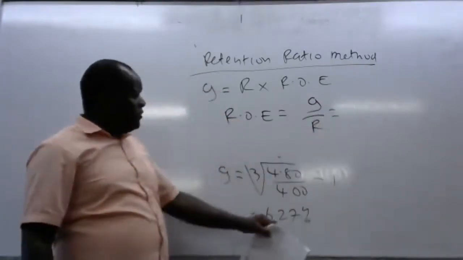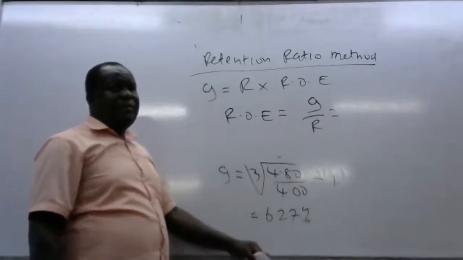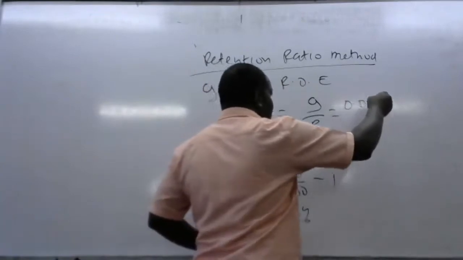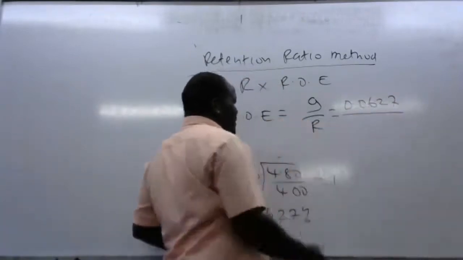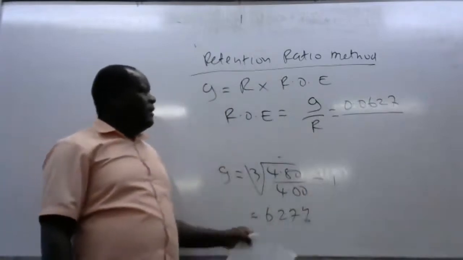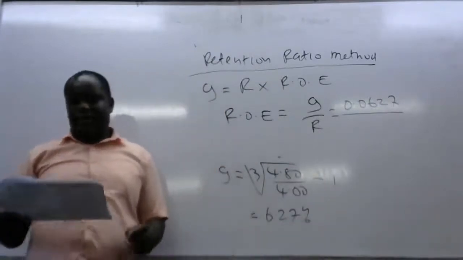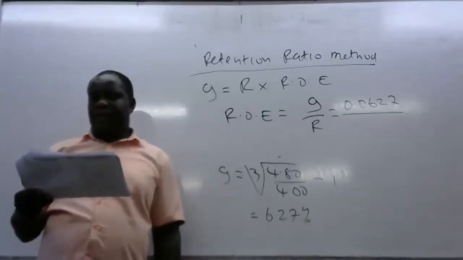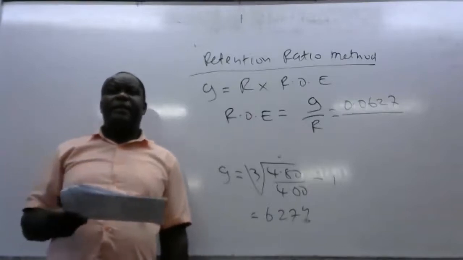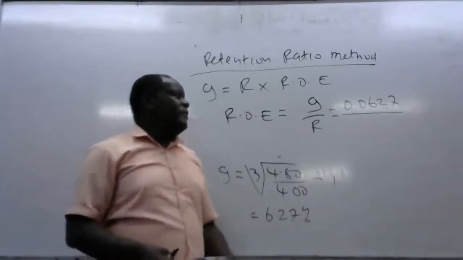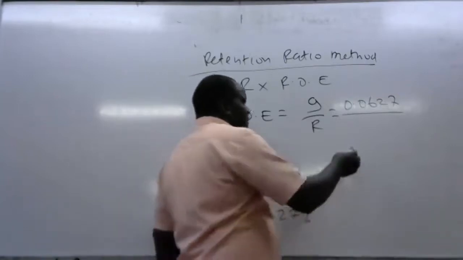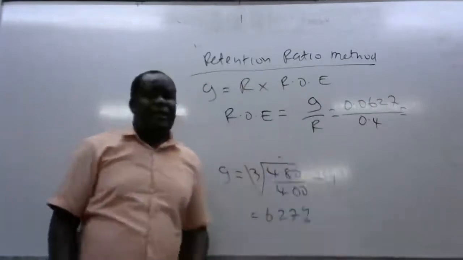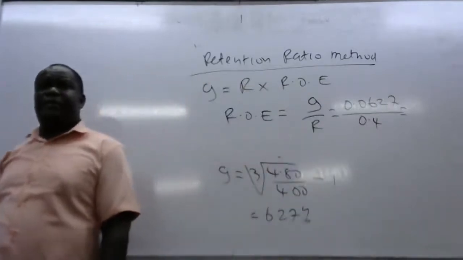So G is what we have just calculated, the 6.27, which is the same as 0.0627. Then we divide by R. They gave you the dividend payout ratio. The firm adopts a 60% dividend payout ratio, which means they retain which percent? So 40% is the same as 0.4.